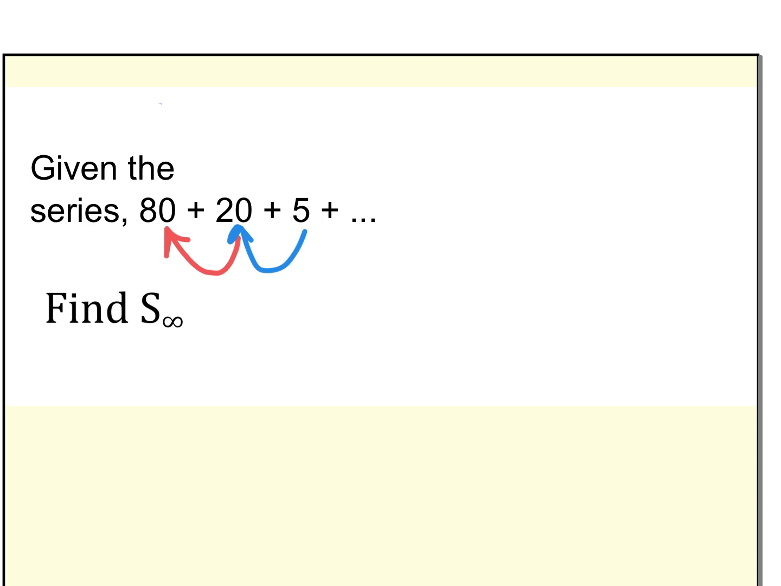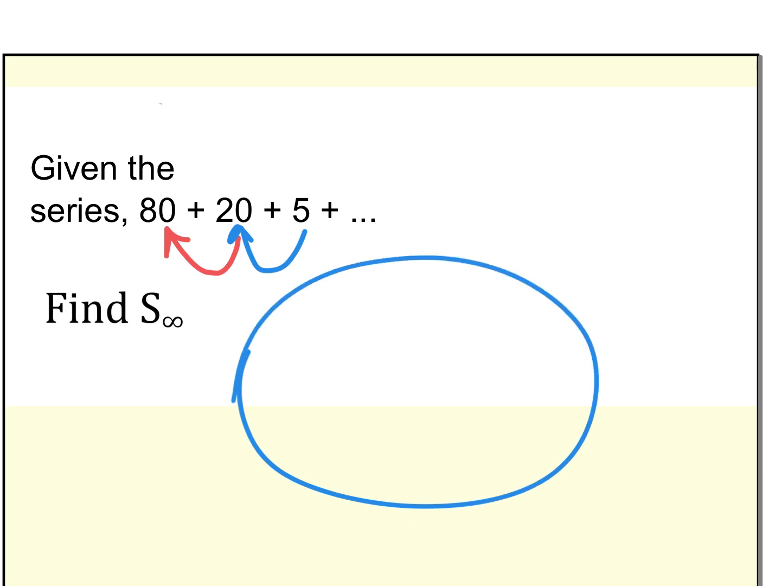So now S sub infinity. It's a formula on your sheet. Find the right formula, write it right here, and stick the numbers in, and get the answer.